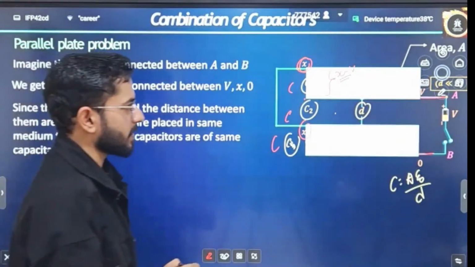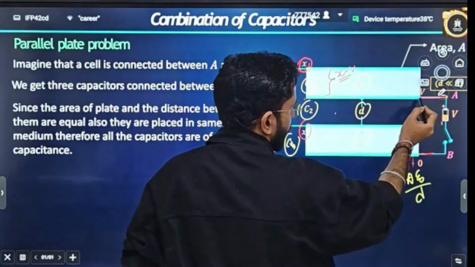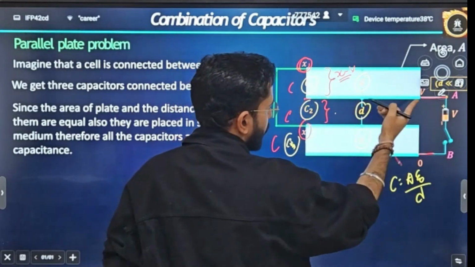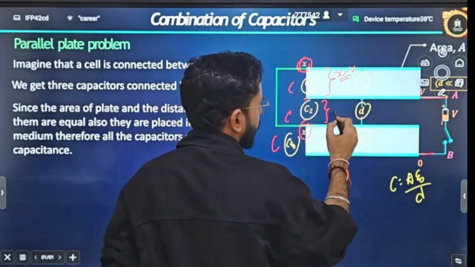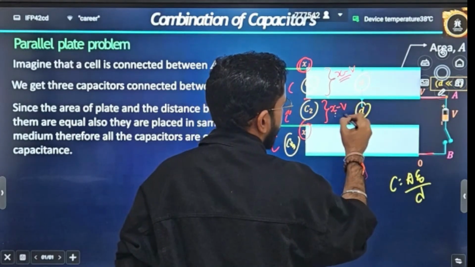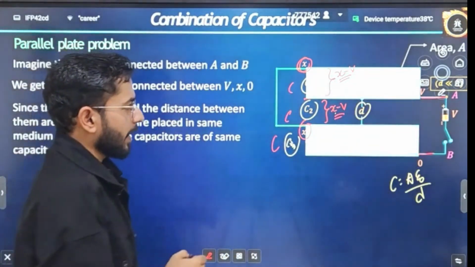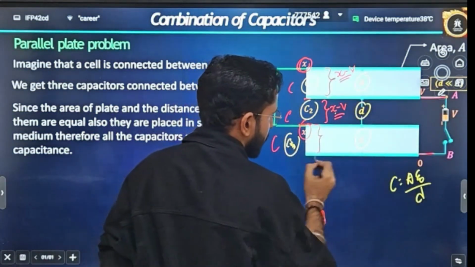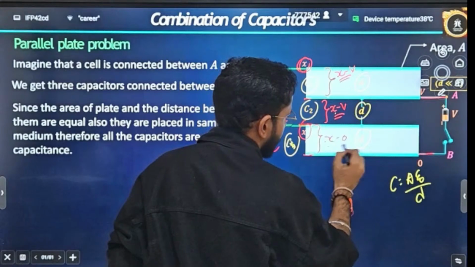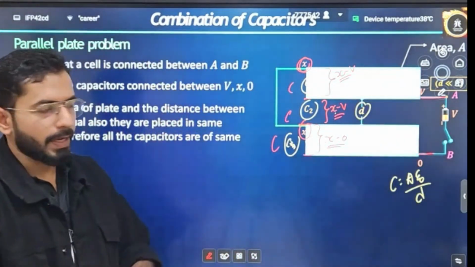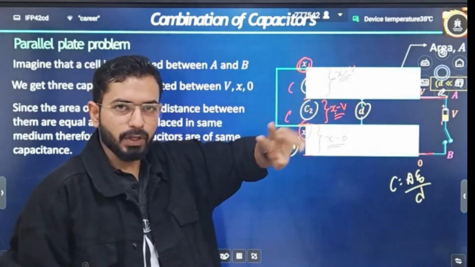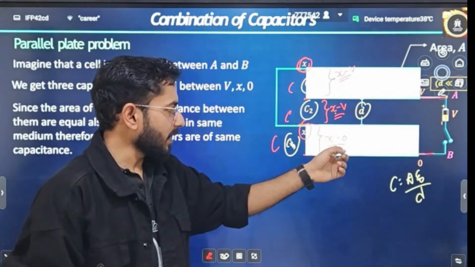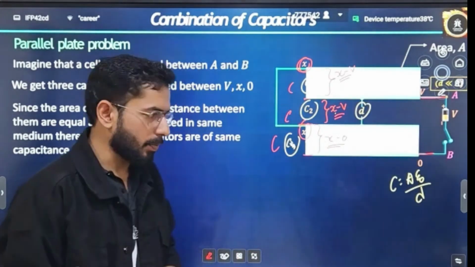That is the potential difference across capacitor 1. If I ask you the potential difference across these two plates of capacitor 2: this point is at V potential, this point is again at X potential. So this one is also at X minus V. For capacitor 3, this point is at X potential and this point is at 0 potential, so X minus 0. That means the first two capacitors have the same potential difference, so they are connected in parallel combination. And the third capacitor is connected in series with it.